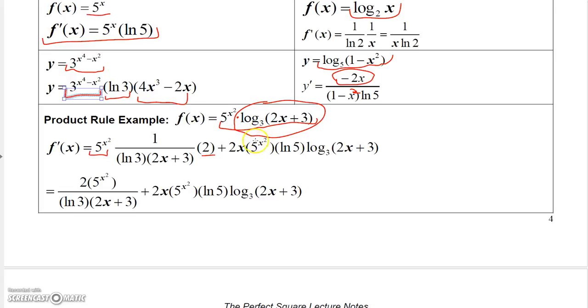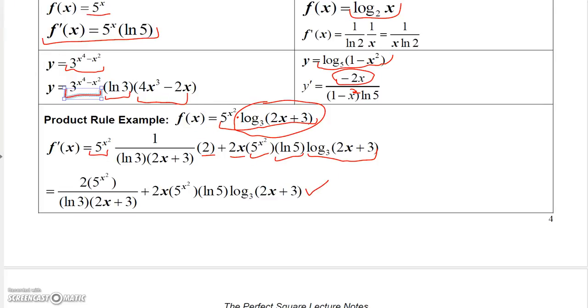And then switch the product rule around, do the other half of the product rule. I would take this function, which I just wrote right here, and then I would have to get the derivative of 5 to the x squared. Well, the derivative of 5 to the x squared is actually 5 to the x squared times the natural log of 5, and then times the derivative of x squared, which is 2x. And then the rest of it was just trying to simplify it to the best that I could.